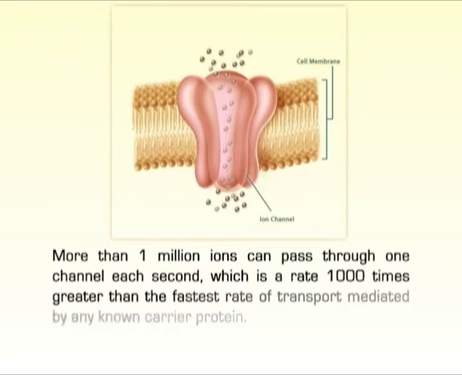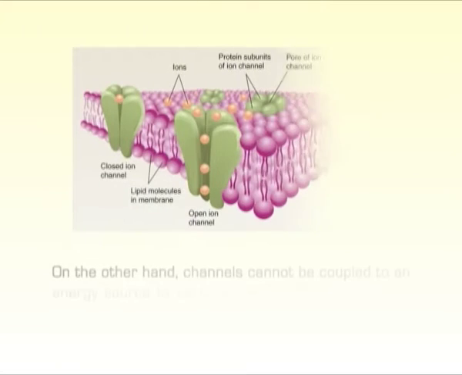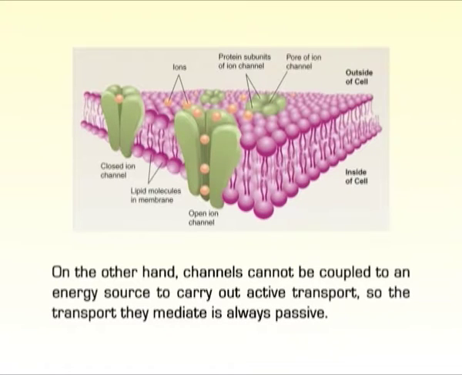Now more than 1 million ions can pass through one channel each second, which is a rate 1000 times greater than the fastest rate of transport mediated by any known carrier protein. On the other hand, channels cannot be coupled to an energy source to carry out active transport, so the transport they mediate is always passive.